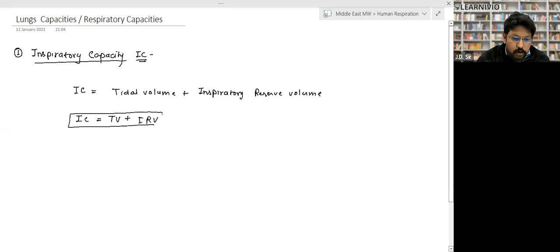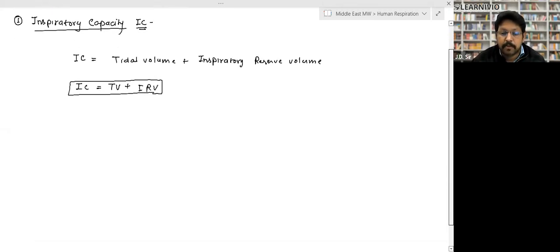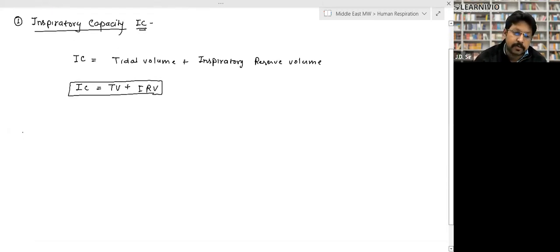It means the maximum capacity of a person to inspire an air volume. Is it clear? In case it's not clear at any point, feel free to ask me. I'll explain again in some other way, because these are very important when you encounter the previous year question bank in medical examination.